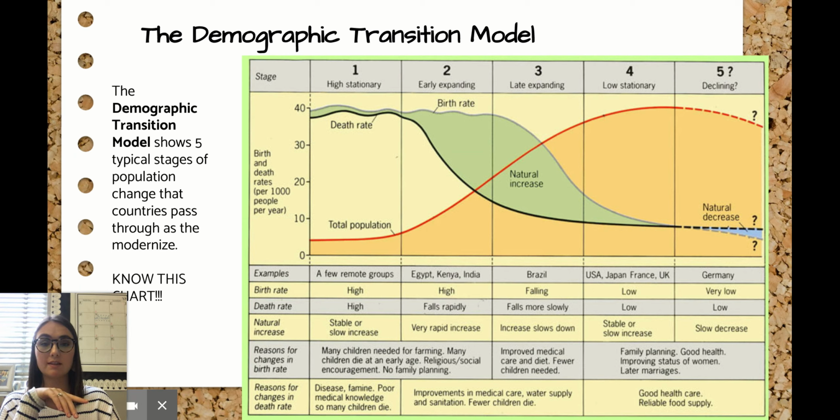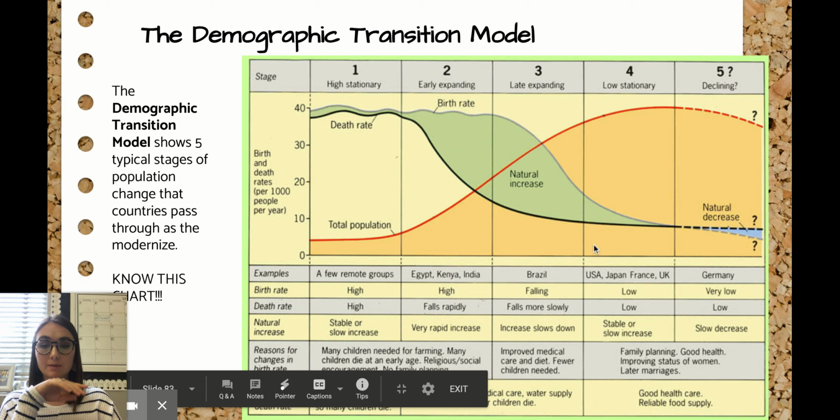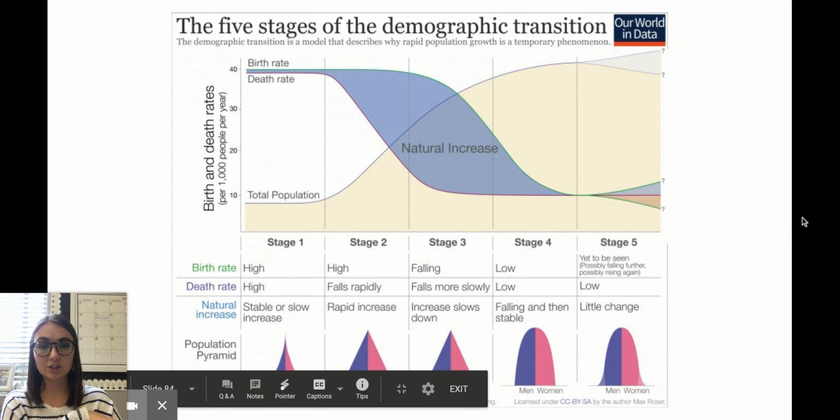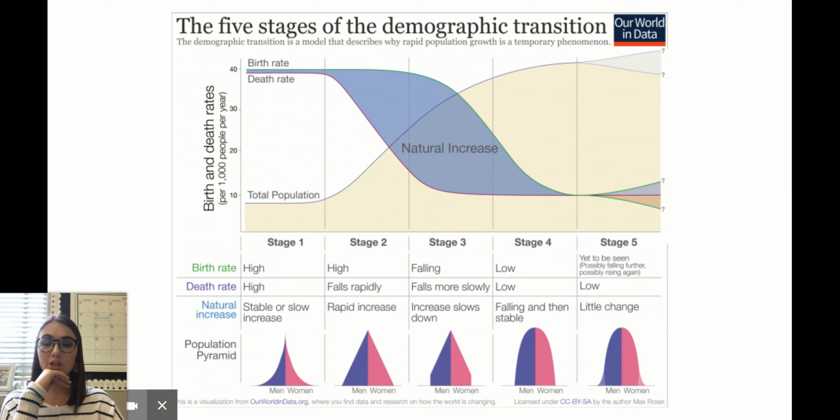I'm going to post this document in Google Classroom so that you don't have to keep trying to go to this video to study it. But you also need to be able to match these stages to population pyramids. You need to be able to look at a population pyramid and analyze it, and then determine which stage it would fall in based on the characteristics of the population pyramid.